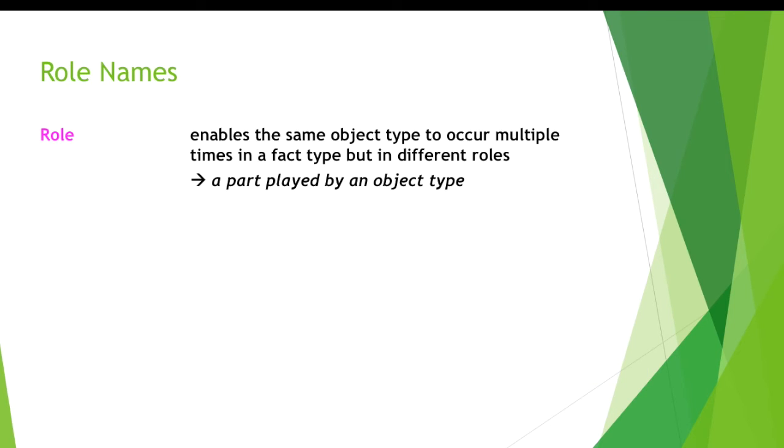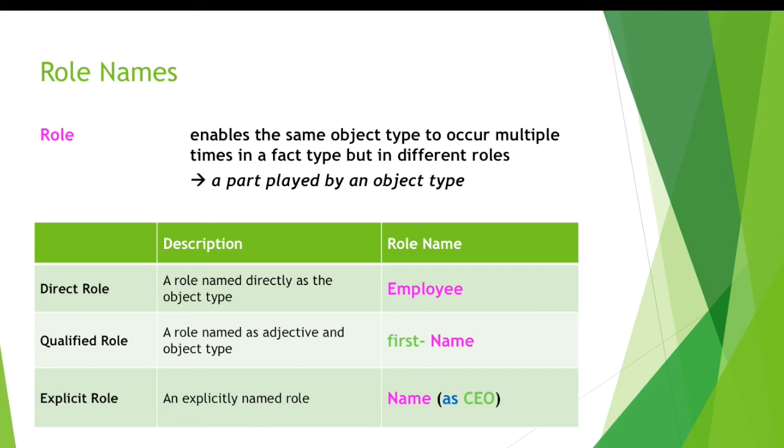The next concept of FIML are role names, which enable the same object type to occur multiple times in a fact type, but in different roles. So it's basically a part played by an object type. There are three different roles. The first one is the direct role, which is just the object type itself, such as employee. The next one is the qualified role, which is a part of or a further distinction of a role by specifying adjectives to the object, such as first name. And the last one is the explicit role, and that's where we provide a distinctly different name for a role.